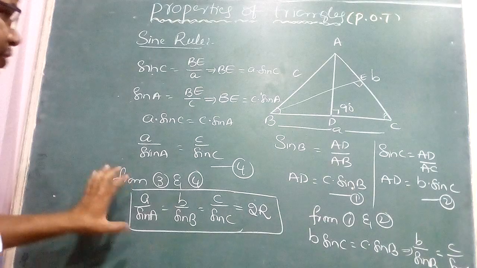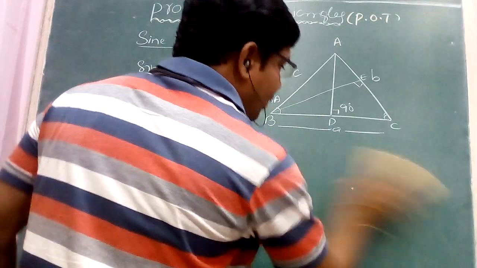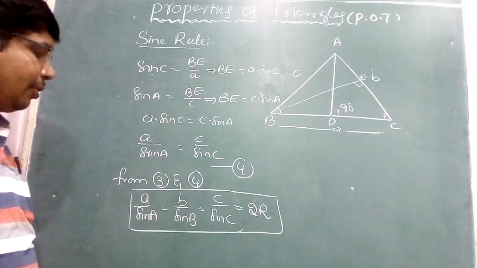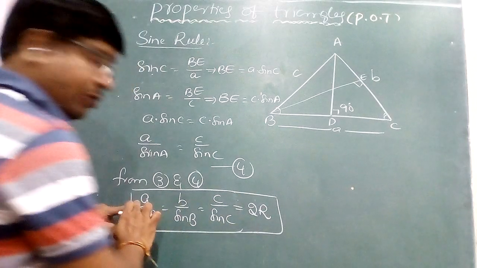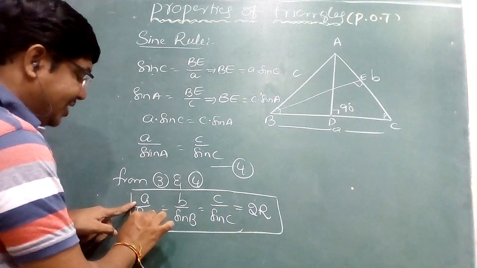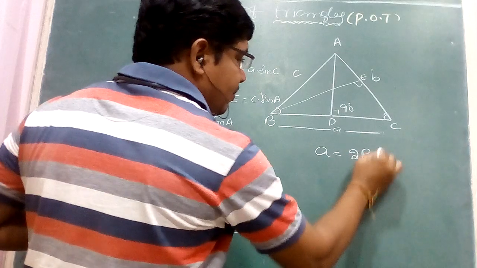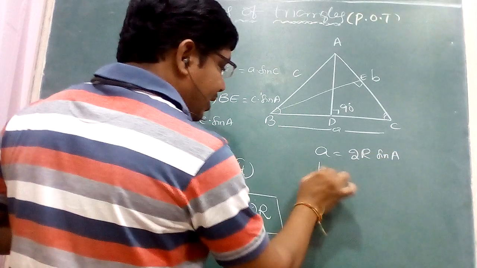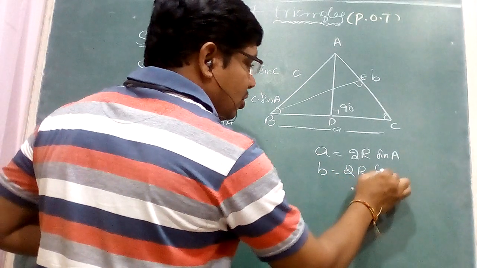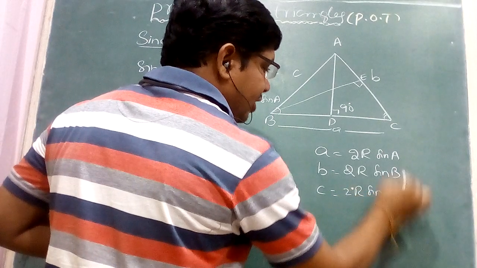Now, by using this, I am writing on this side. See, small a: taking the first one and the last one, a by sine A is equal to 2r. By cross multiplication, a is equal to 2r sine A. Similarly, equating the second one and the last one, b is equal to 2r sine B, and c is equal to 2r sine C.